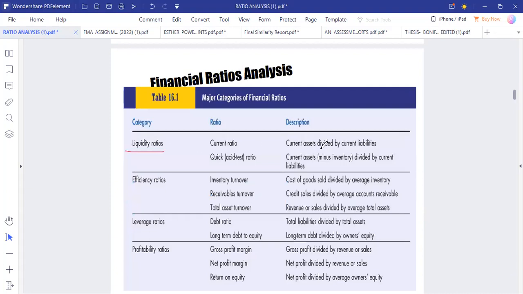So under liquidity ratio, we have what we call the current ratio and the quick ratio. The quick ratio is also called the acid test ratio. The current ratio is given by the current assets, you divide by the current liabilities. The quick ratio is given by the current assets divided by the current liabilities, but from the assets, we minus the stock or inventory. When we go to the efficiency ratios, we have the inventory turnover, we have the receivables turnover, we also have the total asset turnover. The inventory turnover simply gives you a picture of how long it takes for us to sell our stock.